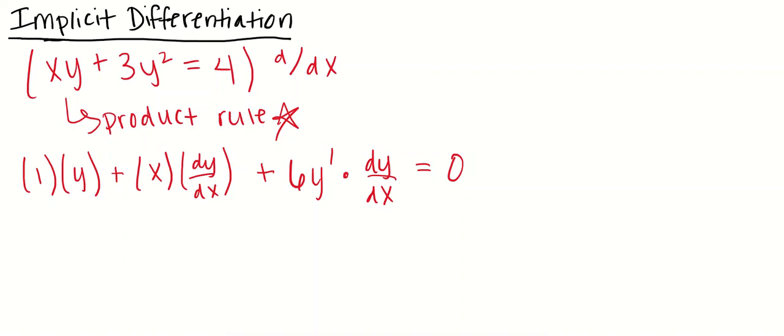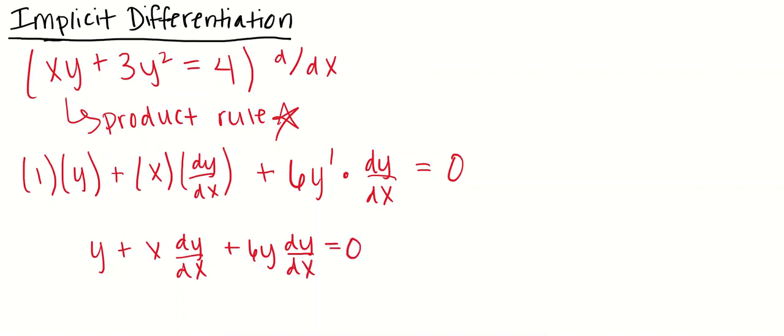So this is our derivative of this equation, and now we just need to get dy dx by itself. So I'm going to simplify a little bit. The 1 times y is just y, and then we have x times dy dx, and then plus 6y dy dx. I just wrote everything without the parentheses. I think it makes it a little easier to do the algebra. Now we want to get dy dx by itself, so I'm going to subtract y from both sides. After we do that, we'll have x times dy dx plus 6y dy dx equals negative y.